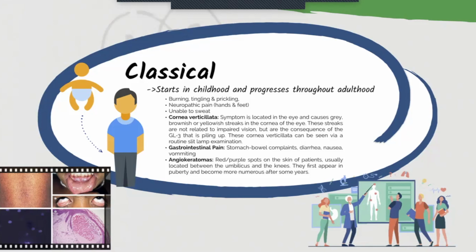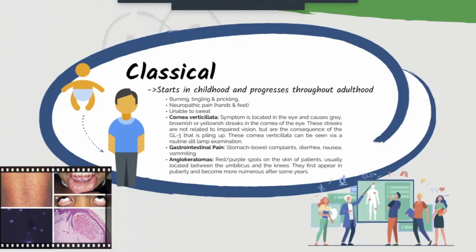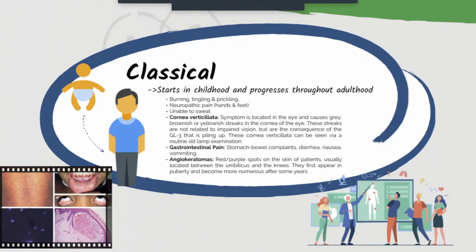As for the gastrointestinal pain, it usually causes problems with the stomach, that leads to diarrhea, nausea, and also vomiting. And lastly, as we also explained, Jelle showed some red spots on his abdomen. Those spots are called angiokeratomas, and they usually appear throughout puberty and start becoming more and more after some years.